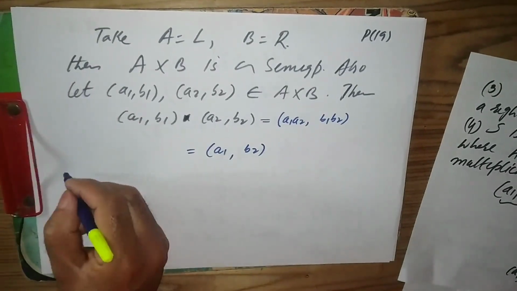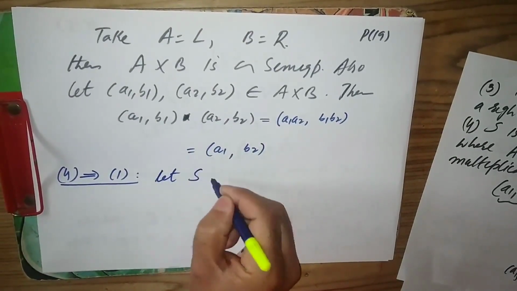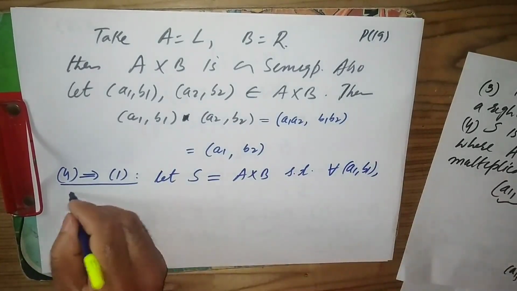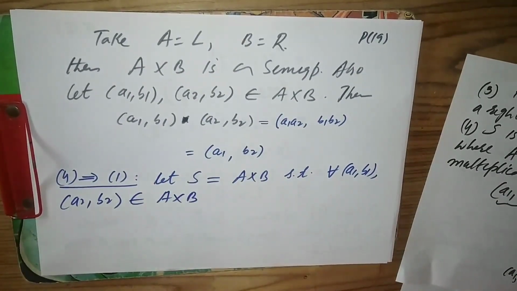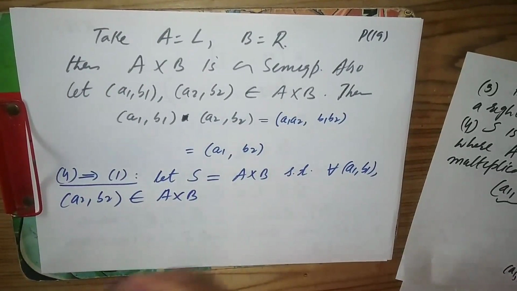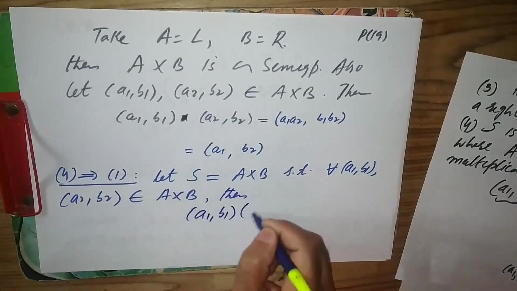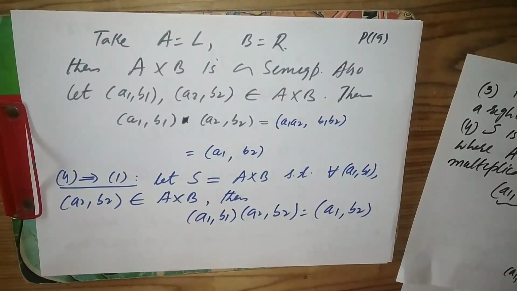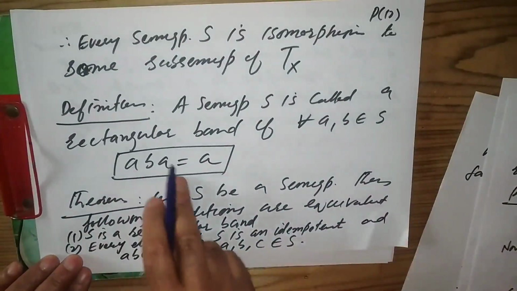Now we prove the last property, fourth implies first. So let S be equal to A cross B such that for all A1 B1 comma A2 B2, it's actually isomorphic, so we can treat them as equal without loss of generality. Then A1 B1 into A2 B2, by definition, is equal to A1 B2. Now we show that S is a rectangular band. First property is that S is a rectangular band, which means ABA is equal to A.